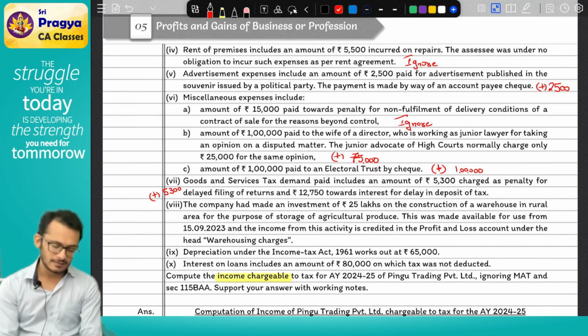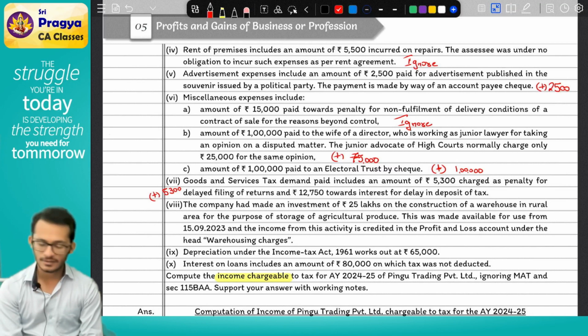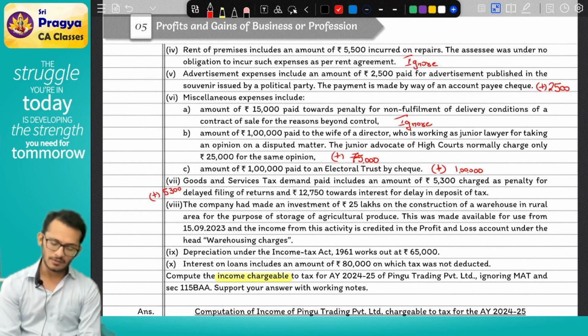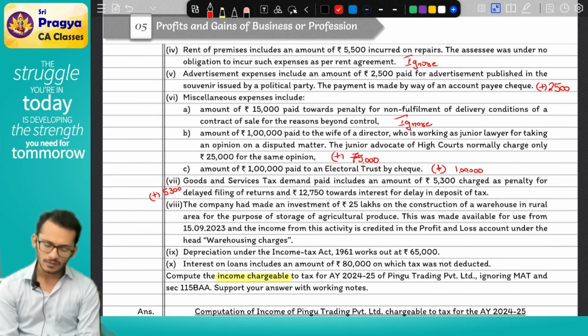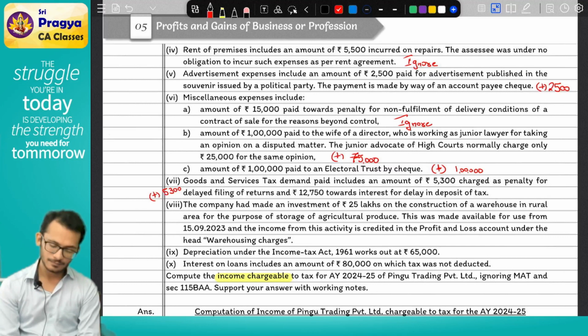Yes. Next. The company has made an investment of 25 lakhs on the construction of a warehouse in a rural area for the purpose of storage of agricultural produce. Now we are talking about the warehousing charge. Warehouse for storage of agricultural produce. What is this?